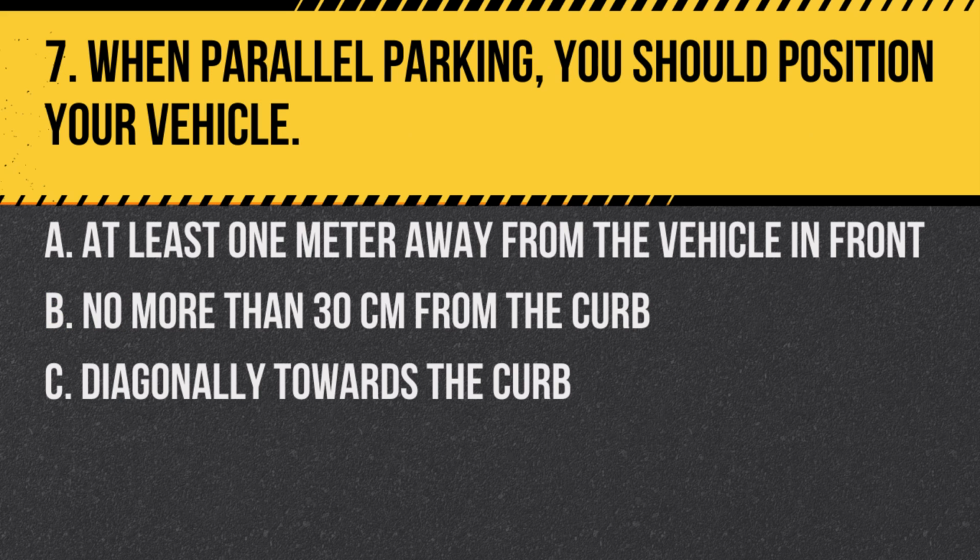Question 7. When parallel parking, you should position your vehicle: A. At least 1 meter away from the vehicle in front. B. No more than 30 centimeters from the curb. C. Diagonally towards the curb. Answer: B. No more than 30 centimeters from the curb. This ensures that your vehicle is parked safely and does not obstruct traffic.